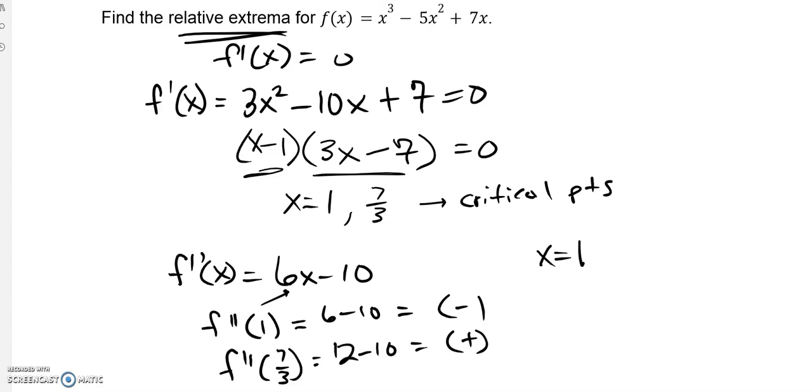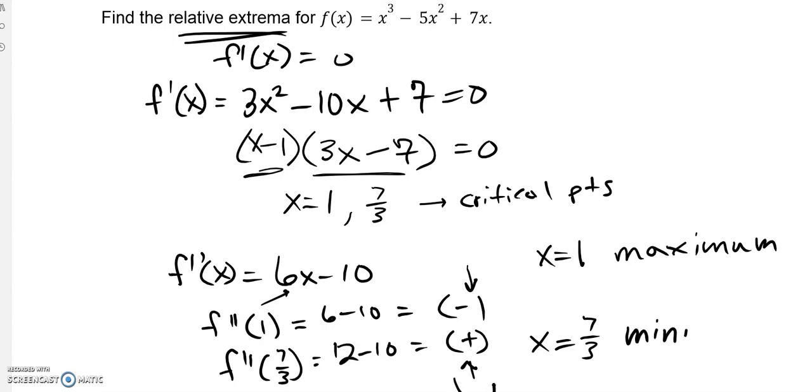So at x is equal to 1, since it's concave down, that is a maximum. And at x equals 7/3, since it's concave up, second derivative is positive, it's going to look like that. That is where the minimum occurs.